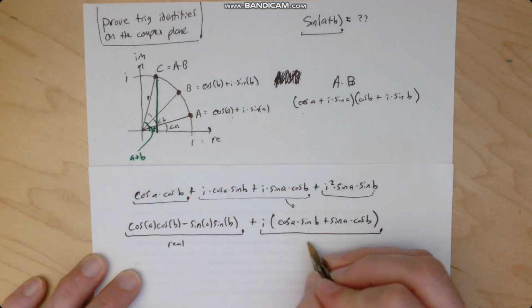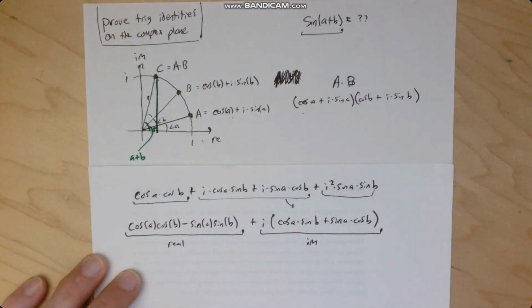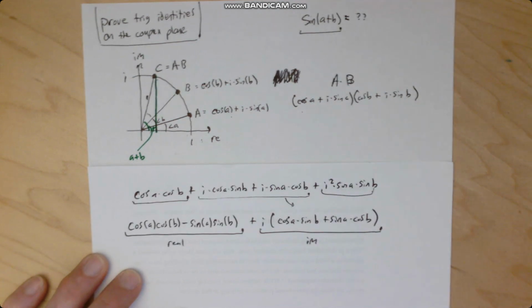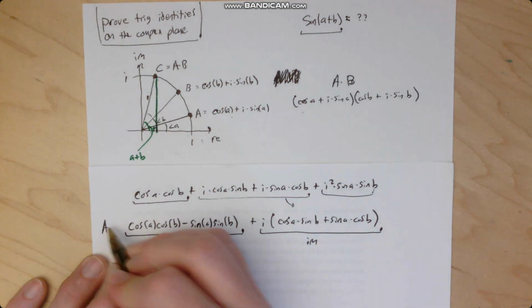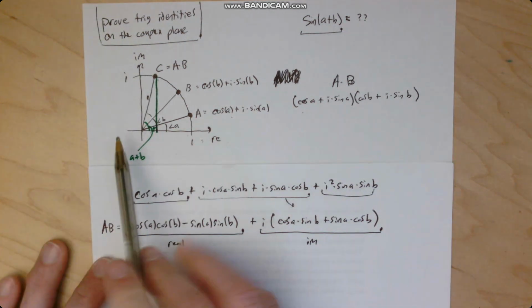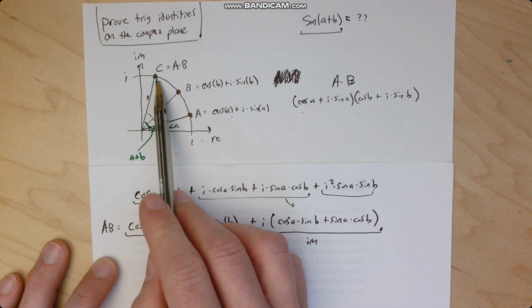Okay, you might be thinking, he said this was going to be easier. This is a lot of algebra. But the good news is we're done. We found the identity. So let's think about what we've ended up with here. These are the two components, otherwise known as the coordinates of this point C here.